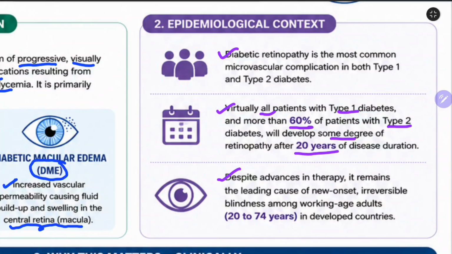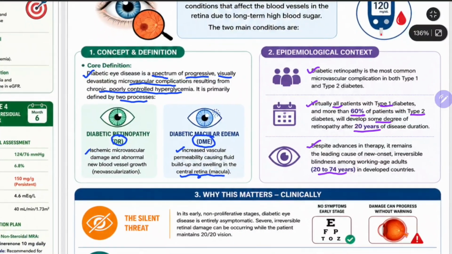Despite advances in therapy, it remains the leading cause of new onset, irreversible blindness among working age adults 20 to 74 years in developed countries. Okay, it's the leading cause of new onset irreversible blindness, and that too in working group of adults. So that is the epidemiology.